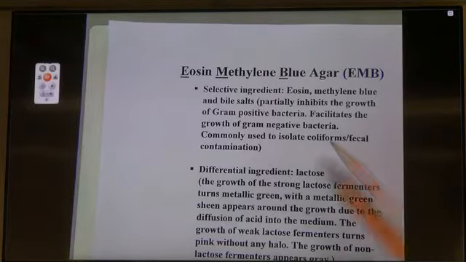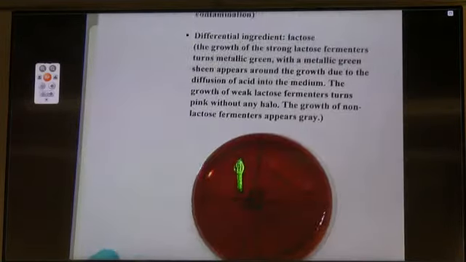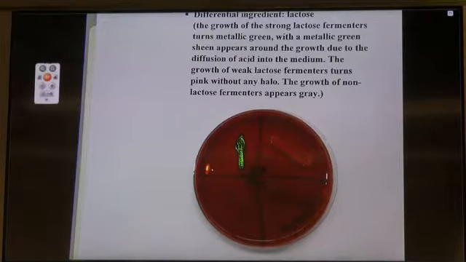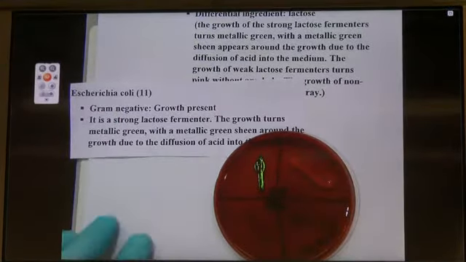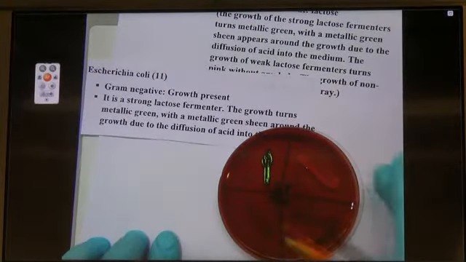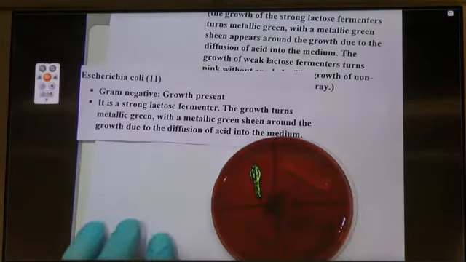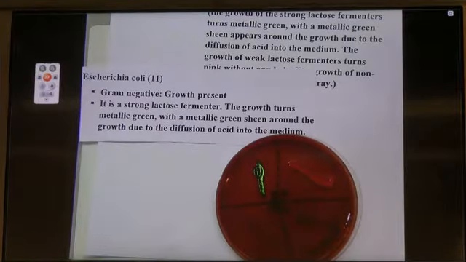Take your specimen, put it on this, and look for green metallic sheen. If you see green metallic sheen, you have E. coli. Strong fermenter, just like MacConkey. What this acid does, it brings the eosin dye to the surface, and that's what causes this green metallic color. This medium has eosin dye, and the bacteria makes acid that brings the dye to the surface.